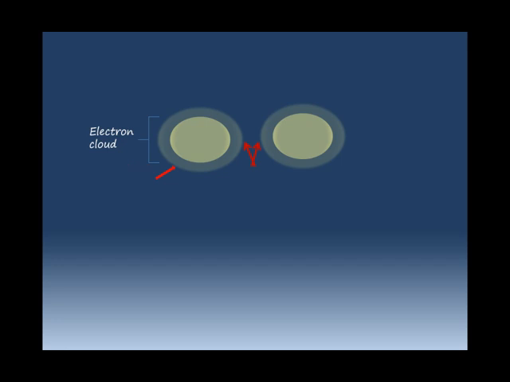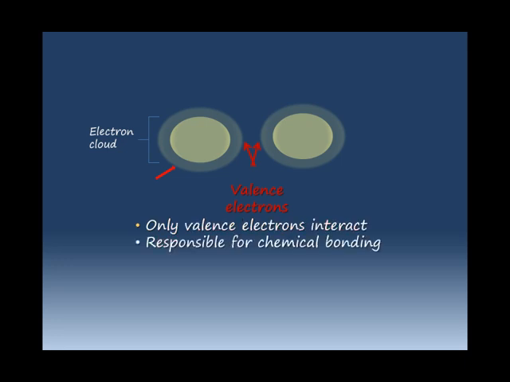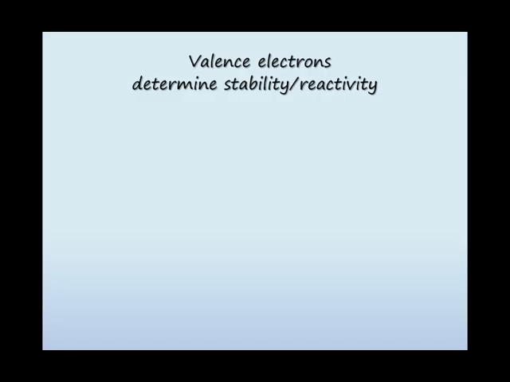Those outermost electrons are called the valence electrons. Only the valence electrons interact, and they alone are responsible for chemical bonding. The valence electrons also determine an atom's stability and chemical reactivity. An atom is stable and thus less likely to interact with another atom to form a chemical bond if it has a full outermost electron orbital.